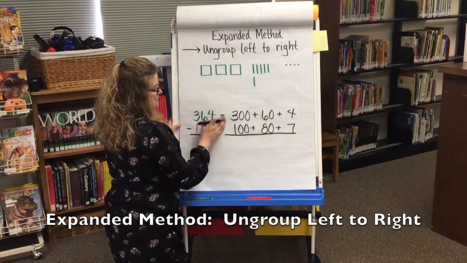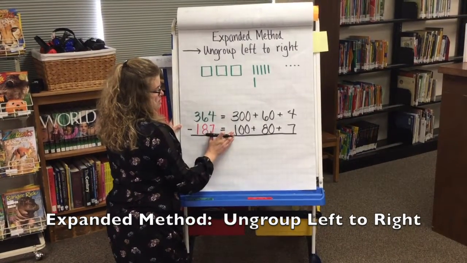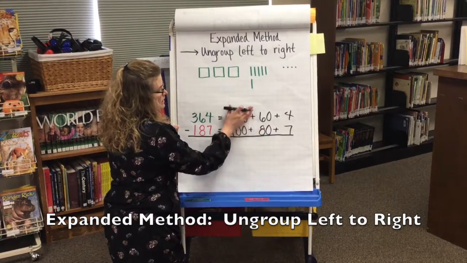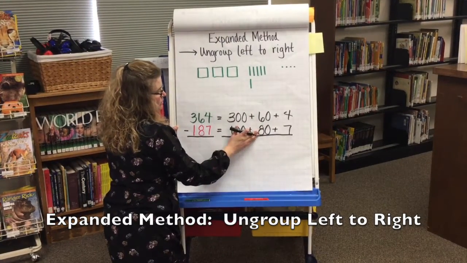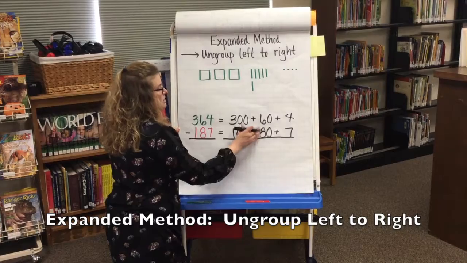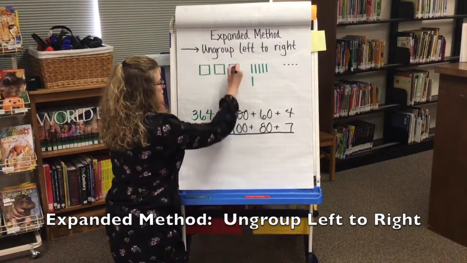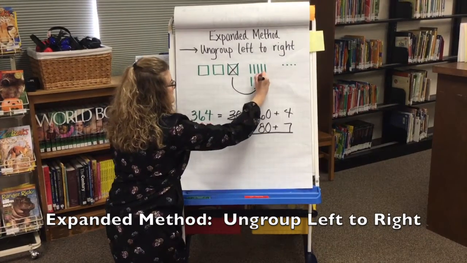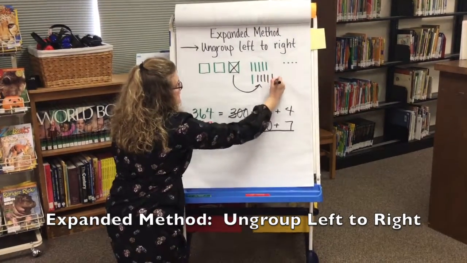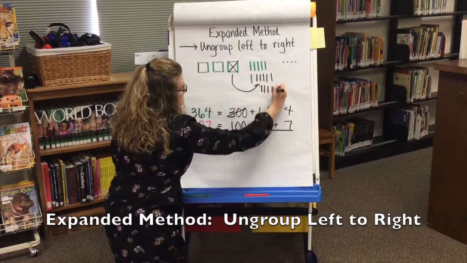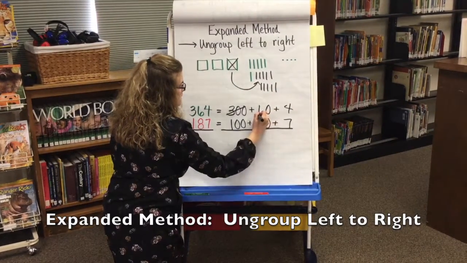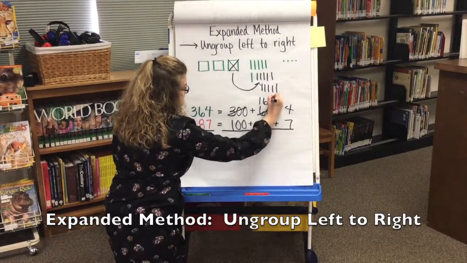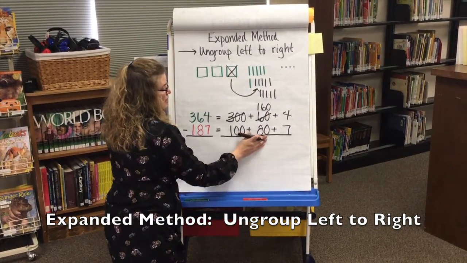So I'm going to ask myself, is there enough 300s to take 100 away? There is. I'm then going to look to the 10s. Is there enough 60s to take 80 away? There is not. So I ungroup 100 and make my new 10 tens. And now I have 160 tens. Now I move on to the ones.